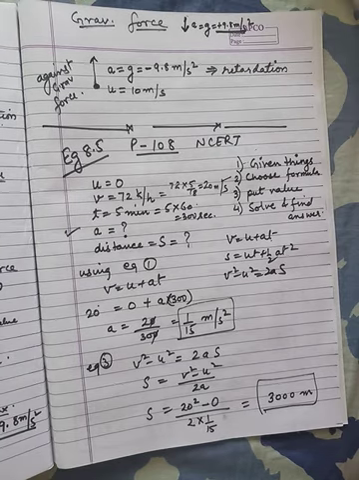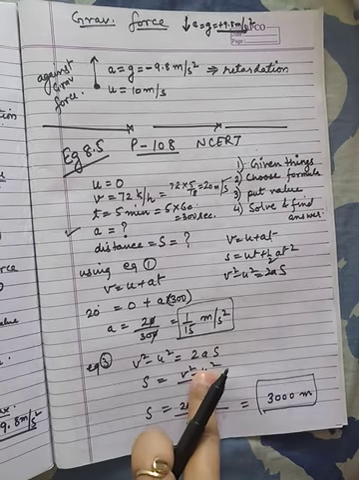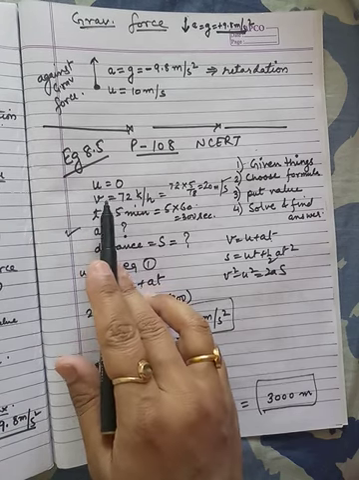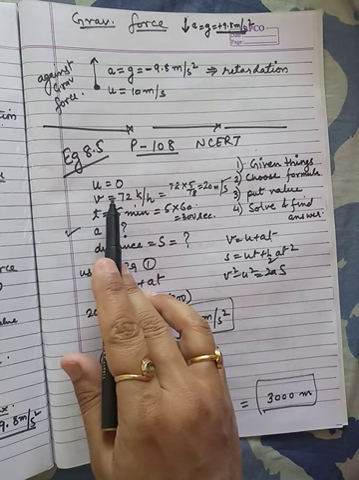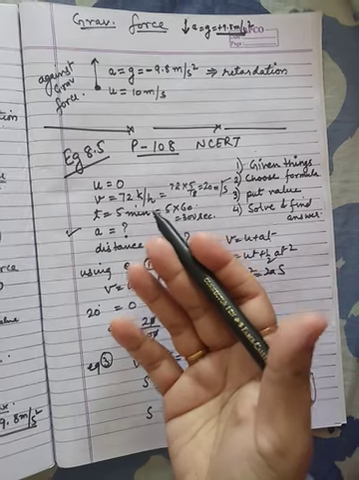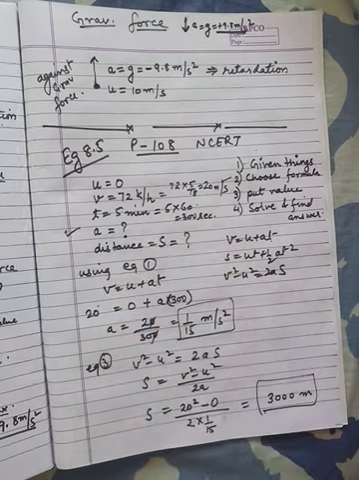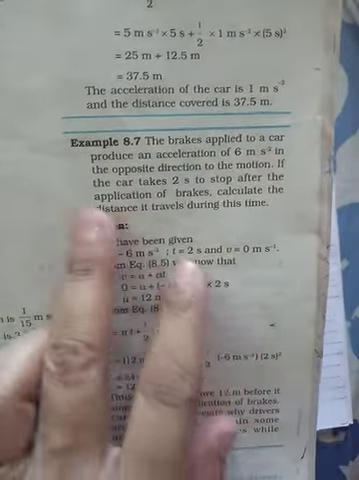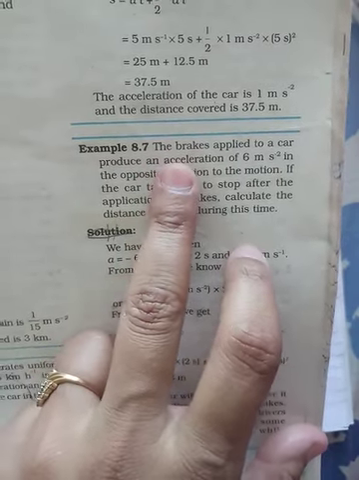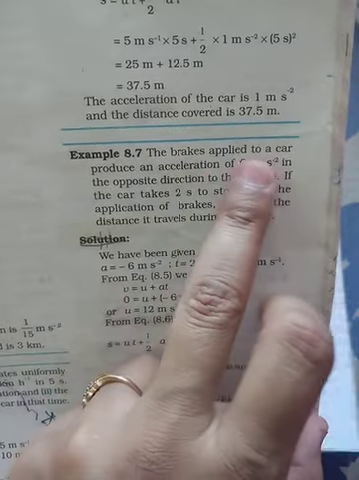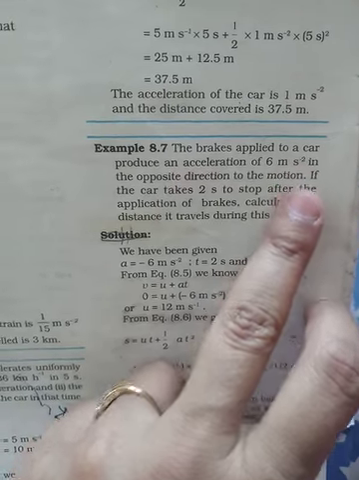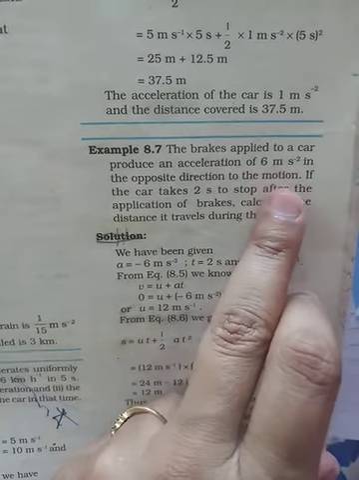This question was a type 1 question that we have discussed. In this case, our velocity was increasing and the object was starting at rest. Let's do another type of question in which our velocity is decreasing. Now let's take another question, example 8.7. I'm just reading it out. The brakes applied to a car produce an acceleration of 6 meter per second square in the opposite direction to the motion.